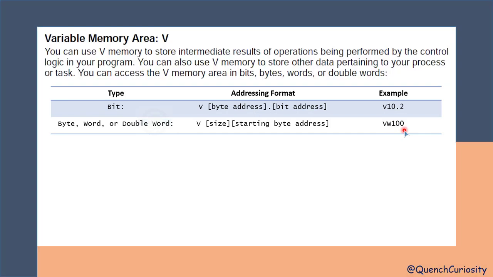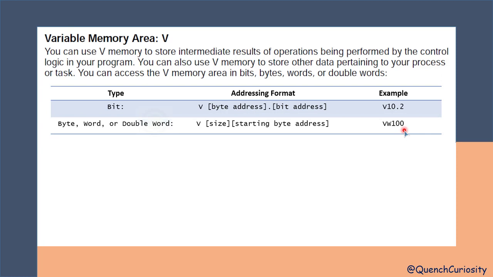I have to keep one thing in my mind while using byte, word or double word addressing formats for variable addressing: that I should thoroughly know the memory mapping. Otherwise, there will be a problem for memory overlapping. Now, what will be the consequence of memory overlapping? That we will discuss, and I'll also show you while we will be directly working with our PLC.